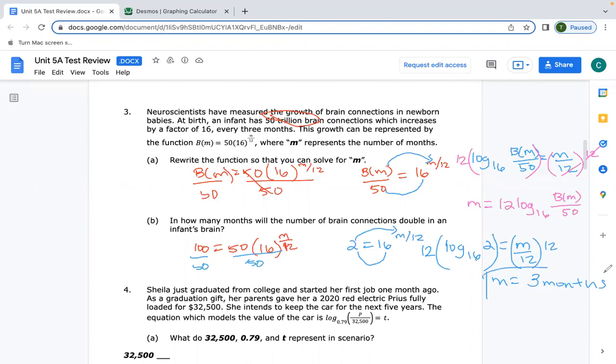Okay. One thing that I need you to make sure that you're paying attention to is make sure that you're reading. So for instance, up here, it's not just 50 that they started with. It's 50 trillion brain connections. Okay. Any questions on this?